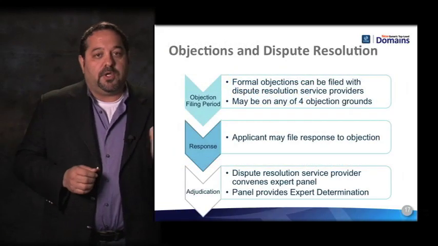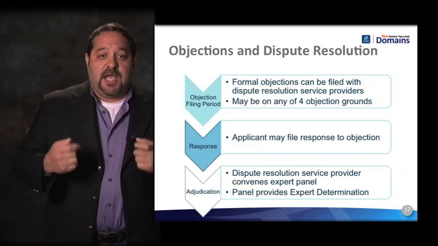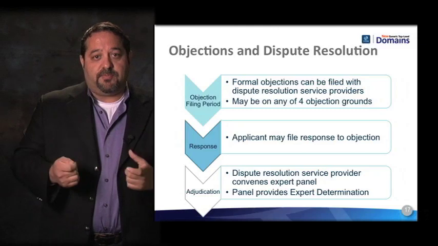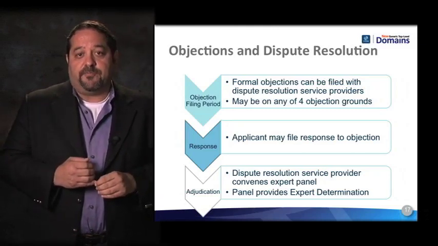So again, you could have an objection filed on any one of 4 grounds. During that process, the applicant has the opportunity to respond to that objection and provide that information to the dispute resolution provider.